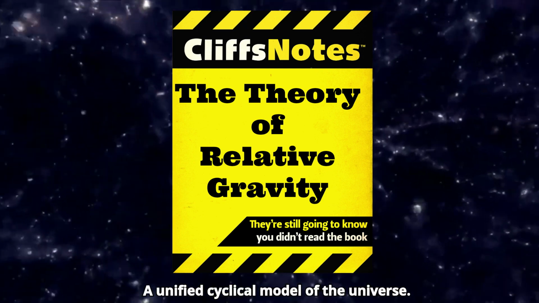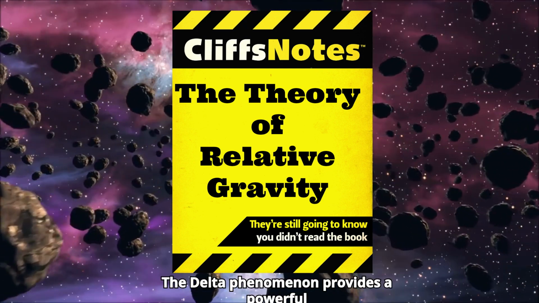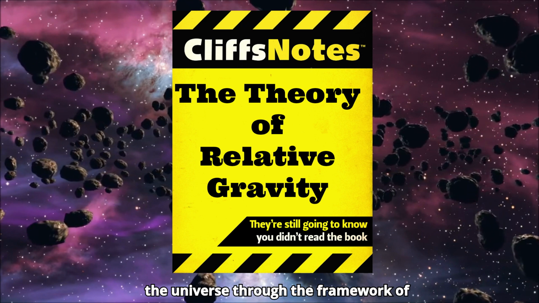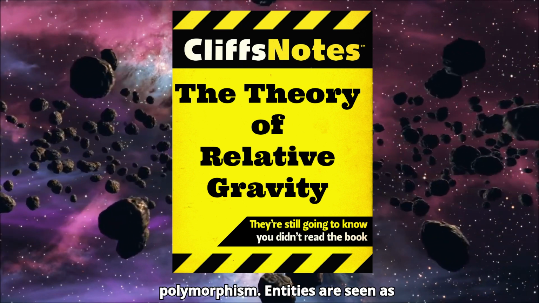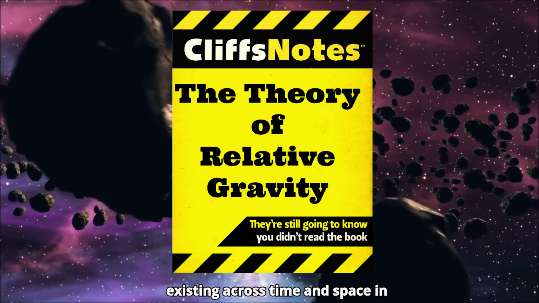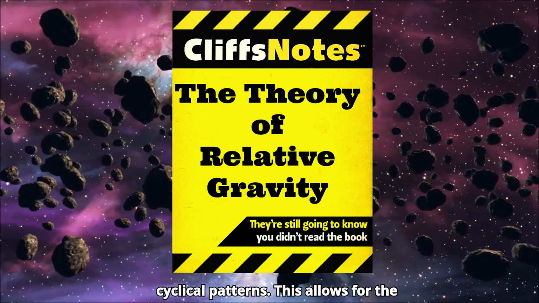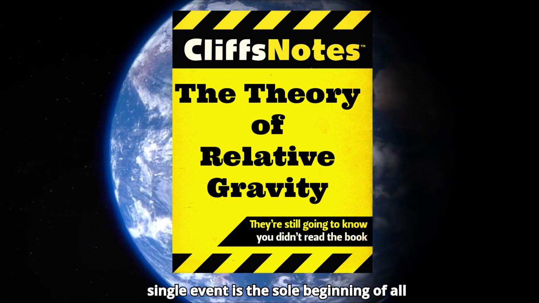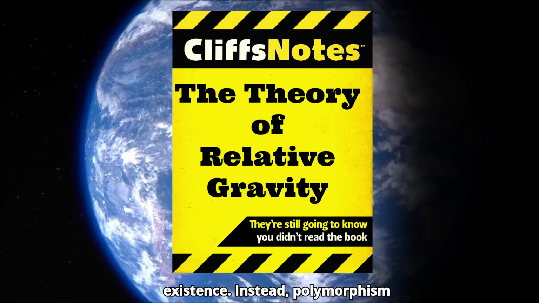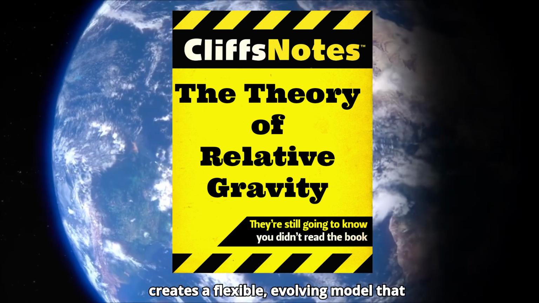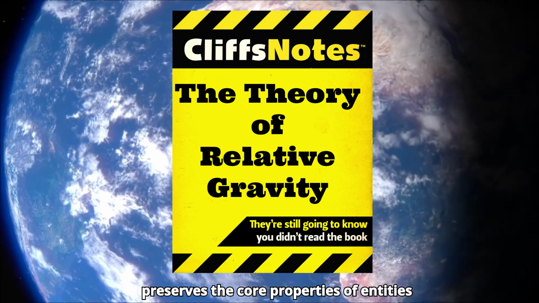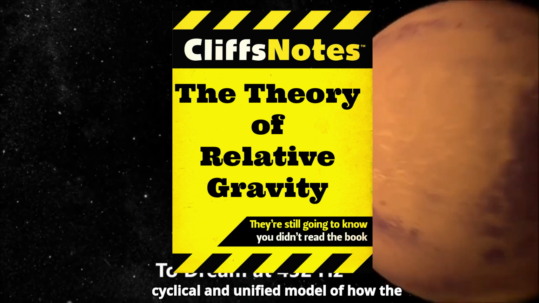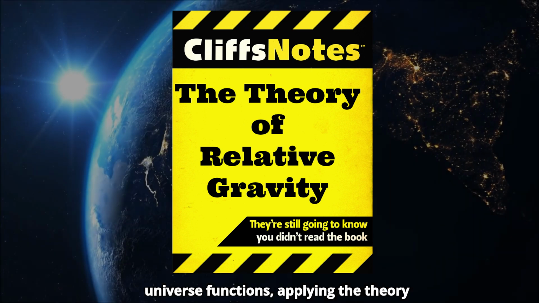Conclusion: a unified cyclical model of the universe. The delta phenomenon provides a powerful conceptual tool for understanding the evolution and unification of forces in the universe. Through the framework of polymorphism, entities are seen as existing across time and space in cyclical patterns. This allows for the possibility of multiple origins, like the Big Bang, but without assuming that any single event is the sole beginning of all existence. Instead, polymorphism creates a flexible, evolving model that preserves the core properties of entities while allowing for their transformation across iterations, ultimately offering a cyclical and unified model of how the universe functions.